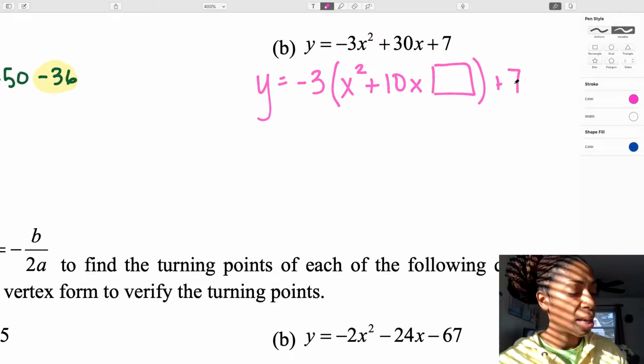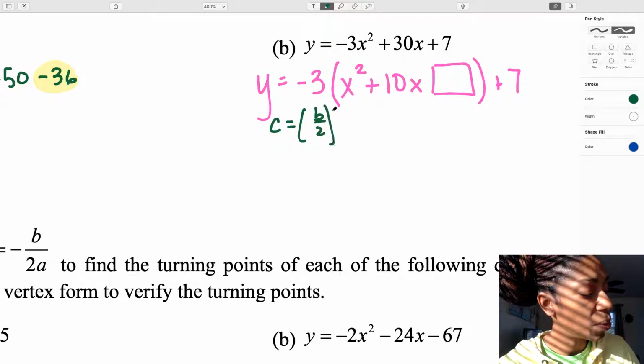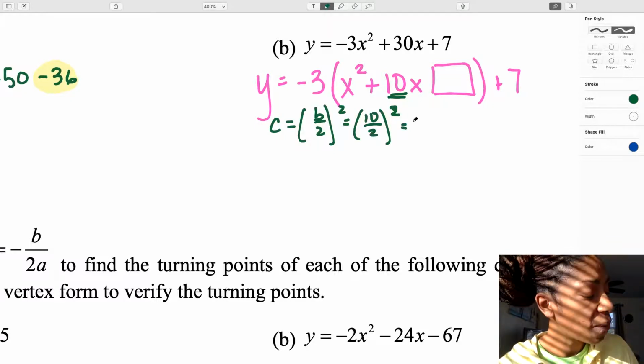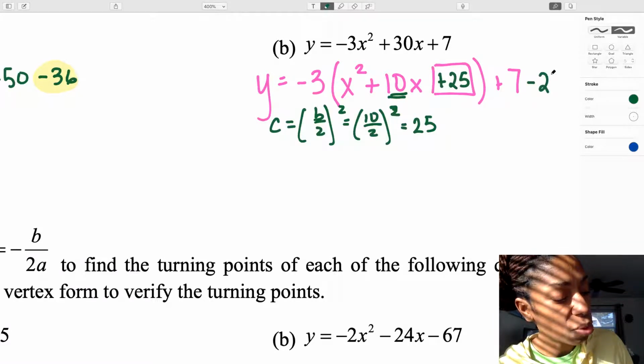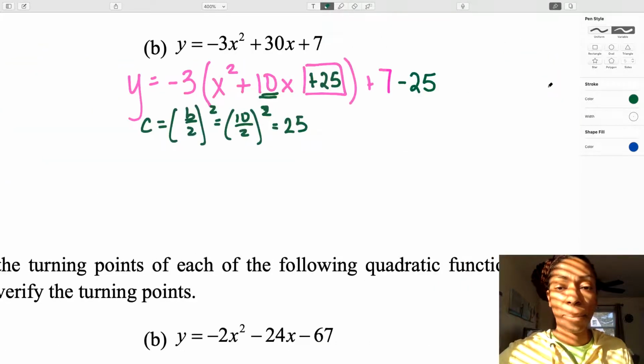Okay, so now we find our new C. C equals B over 2 squared. My B is 10. 10 over 2 squared. Oops, squared. So that's 10 divided by 2 is 5. 5 squared is 25. So 25 goes in here plus 25, which means I then have to subtract 25 to keep the equation balanced.